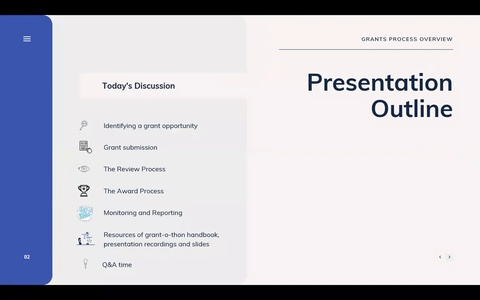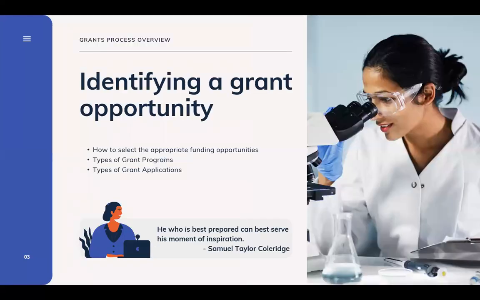So today, we'll start by identifying grant opportunities, looking at the grant submission process, looking at the review process, then the award process, what monitoring and reporting will look like if you do receive a grant, and then resources from the Grant-o-thon handbook, presentation recordings and slides. And then, as I said, we'll have some time to do Q&A with some of our mentors. You can go to the next slide.